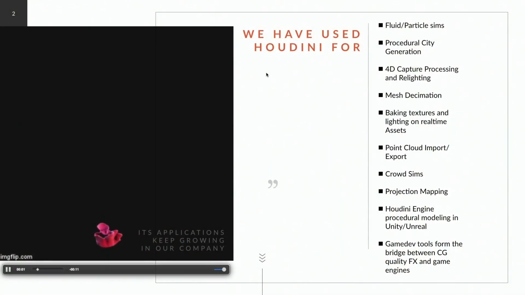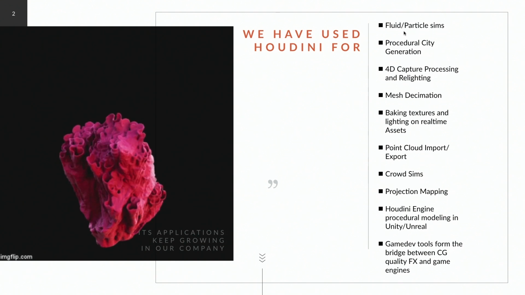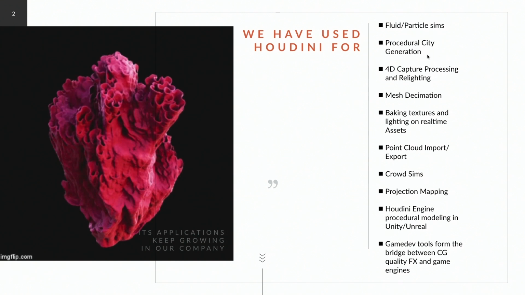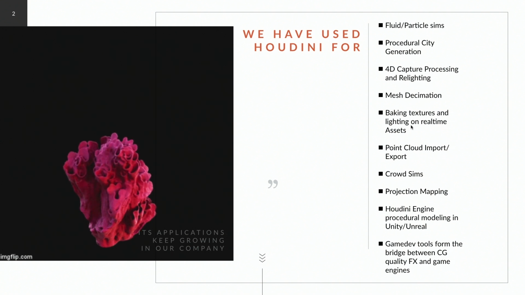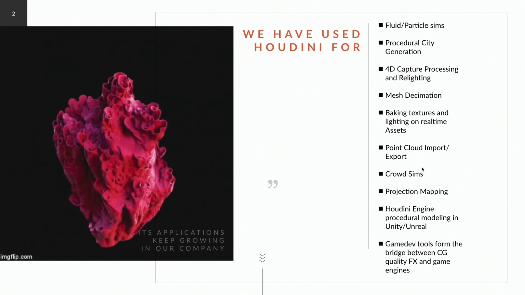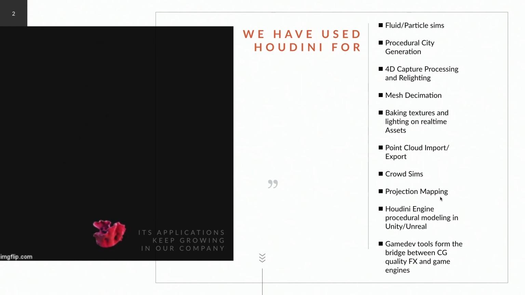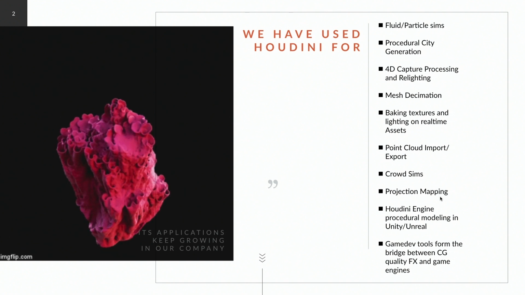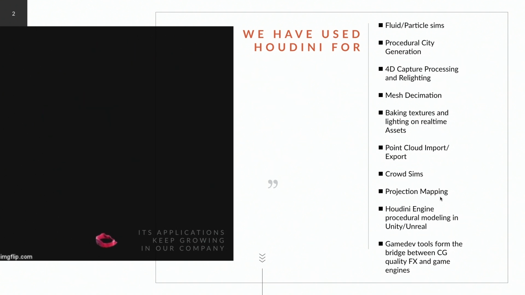Just to talk about how we use Houdini. This is some of the stuff we used Houdini for at Magnopus. We did fluid particle sims, procedural CG generation stuff, 4D capture processing, which I'm going to talk about. We use it for mesh decimation, which I'm also going to talk about. We use it for baking textures, point cloud import export, crowd sims, projection mapping. The point here is that it's just really flexible, a Swiss knife, basically, of 3D tools, and we use it to do a lot at the company. And I feel like that's growing with the addition of the game dev tools and everything that Houdini is doing these days.